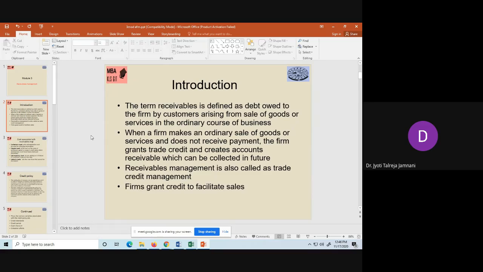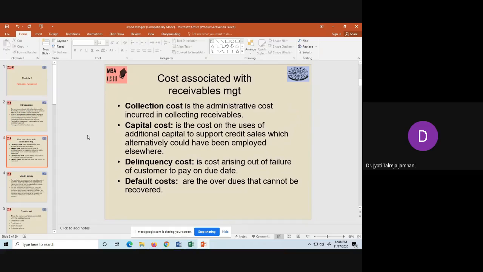You cannot run a business only on a cash basis, because there will be certain times when the customer will be facing some difficulties and he will be willing to pay but at a later date. So only if you give him credit, he will purchase it from you. Otherwise, he will move to your competitor. So to facilitate or to increase sales, we basically do credit sales.